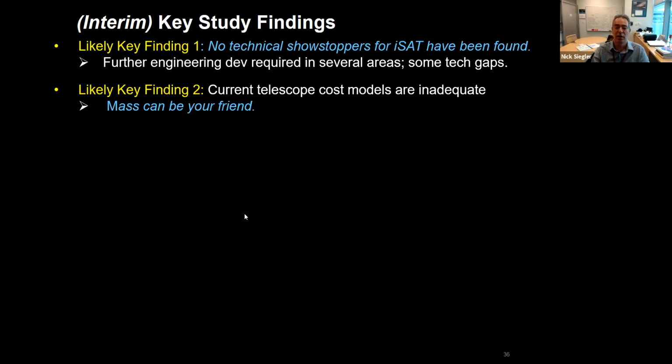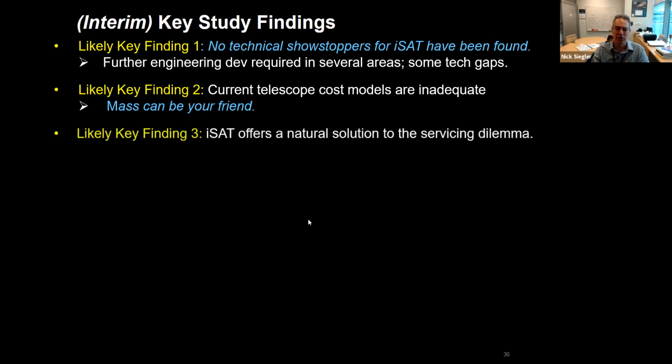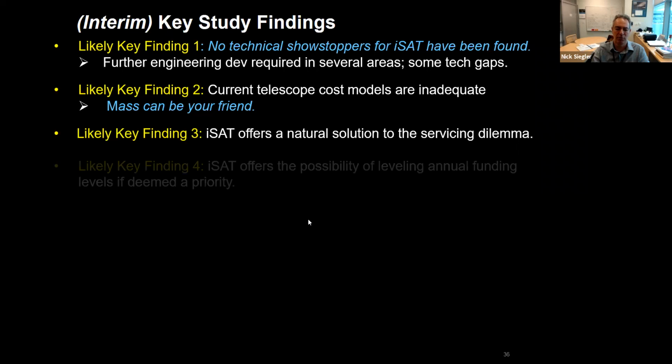I've mentioned that several times here, and believe me, mass is not your friend for the current cost models. And then other things that I showed you just a few slides ago that should reduce cost, well, we got no benefit whatsoever. So that's just the state of affairs as of today. I mentioned that in-space assembly offers a natural solution to this servicing dilemma that I mentioned before.